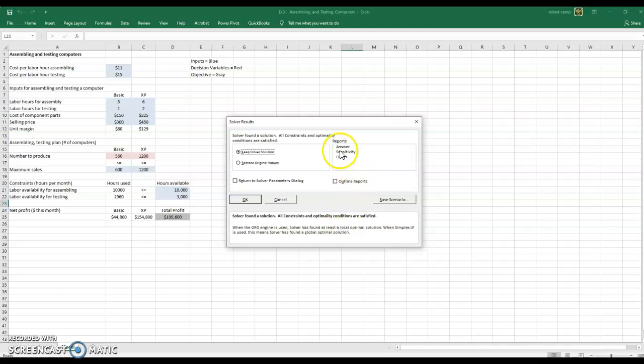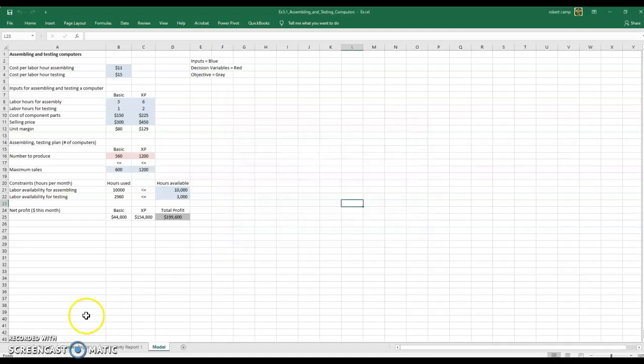And so I also want to bring out an answer and sensitivity report to take a look at. So we'll hit OK. You'll see it spit out those reports. And so taking a look at these, what do we got? Well, we know that to come up with the optimal solution, we need to make 560 basic 1200 XP computers, and that'll give us a total profit of $199,600.